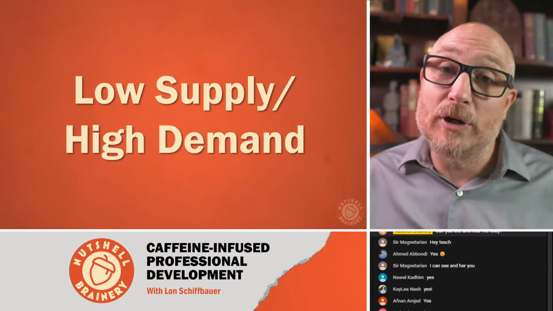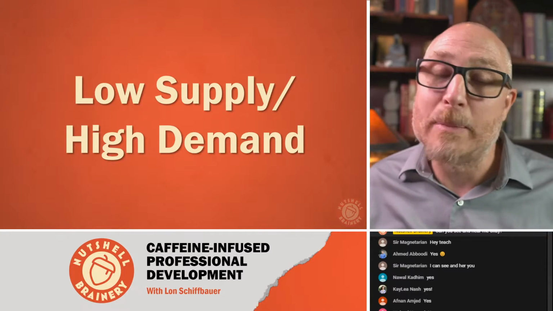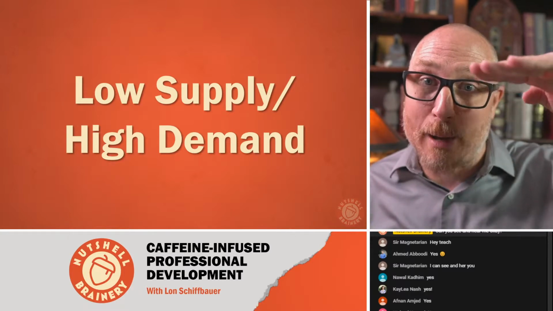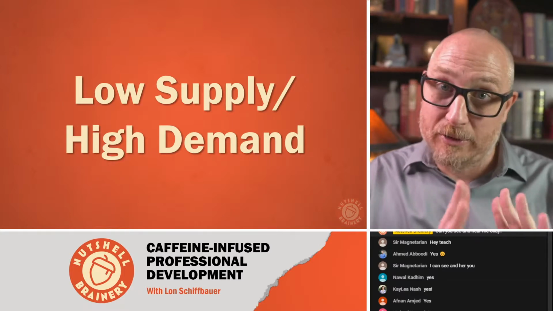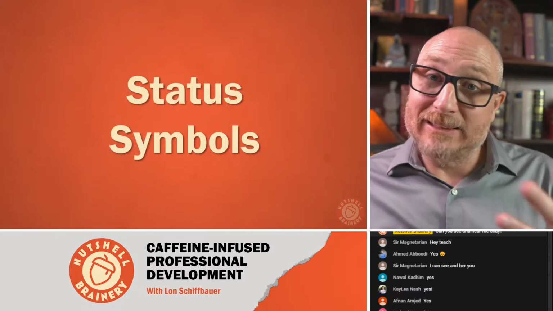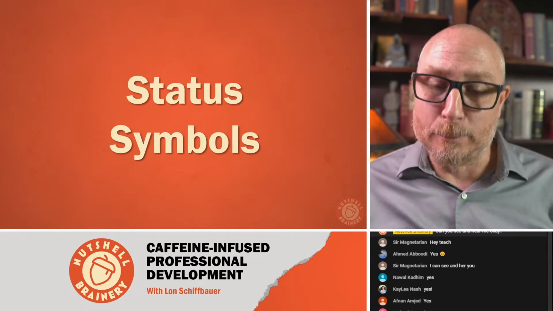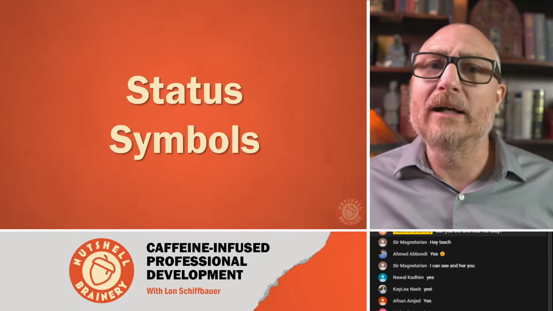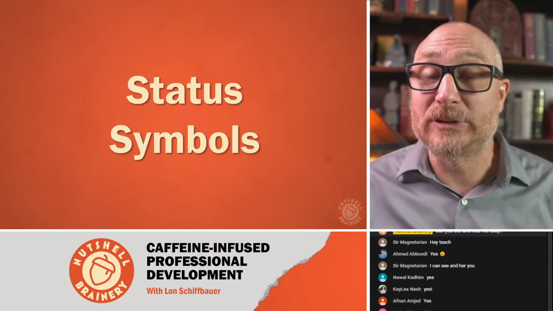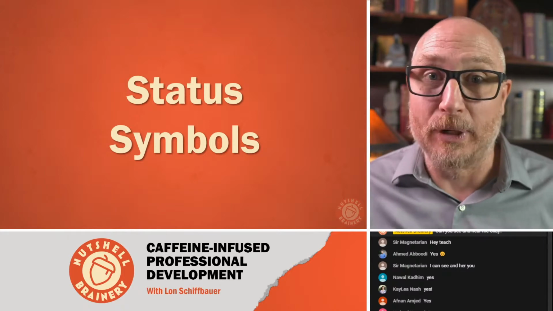So very, very low supply, very rare, high demand means prices go up. Same thing with the tulips. Prices are going up. Now, as I mentioned before, these things then start to become status symbols. And as you know, when something becomes a status symbol, that alone will raise the price.